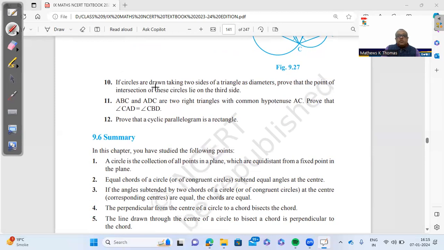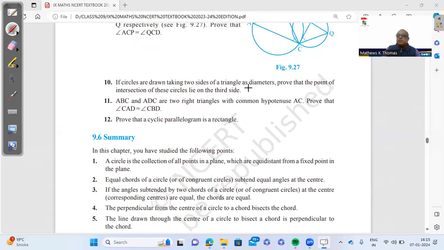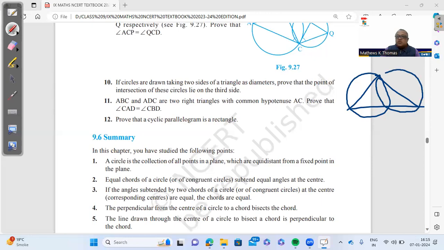If circles are drawn taking two sides of a triangle as diameter, prove that the point of intersection lies on the third side. So here we have a circle, and here we have another circle. This is the triangle ABC, and they are saying that the circles are drawn with the sides as diameters. So this is passing through the center of this circle, and this is passing through the center of this circle. This is the diameter.